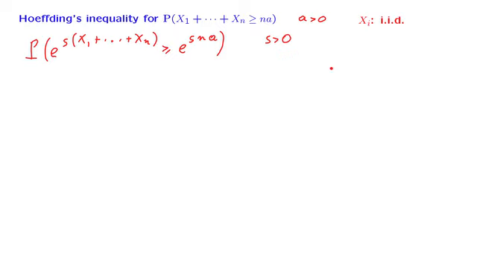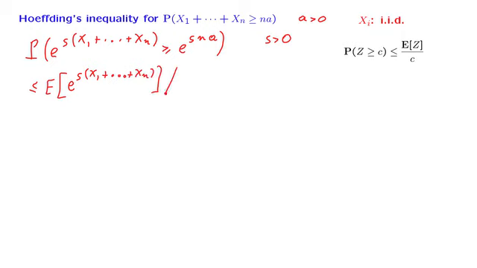How are we going to do it? We will use the Markov inequality, where z is the random variable that appears here. So by Markov's inequality, this probability is less than or equal to the expected value of the random variable that we are dealing with, divided by this value. Now, the exponential of a sum, we can factor it as a product of exponentials.